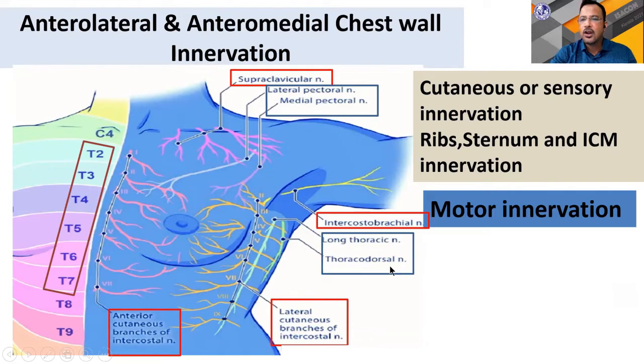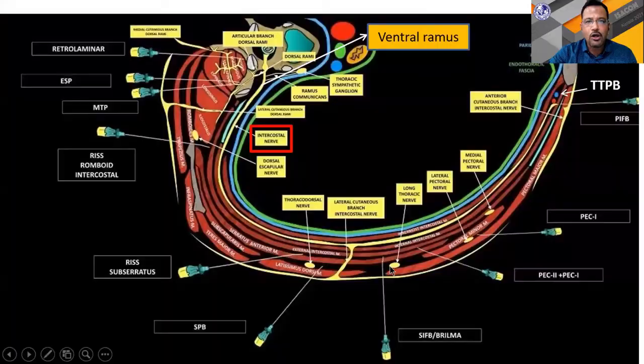So if you see the innervation of the chest wall, it is from the cervical plexus, that is the supraclavicular nerve, from the brachial plexus, that is the lateral pectoral nerve, medial pectoral nerve, long thoracic nerve, and thoracodorsal nerve, and from the thoracic spinal nerves, that is the anterior and lateral cutaneous branches of the intercostal nerve.